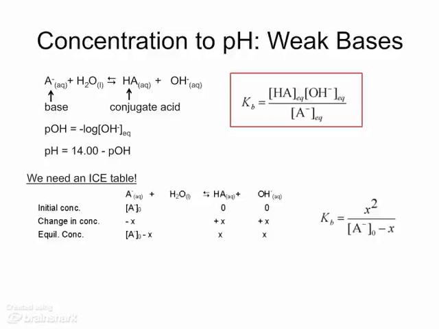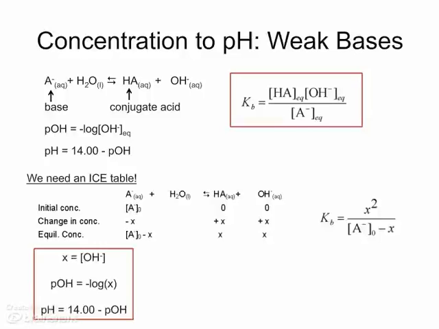This ice table is virtually identical to the one for a weak acid, except that our equation is different. So again, Kb is defined as x squared, so that's the equilibrium concentration of HA times OH-, divided by A- initial minus x. We also know that x is equal to the OH- concentration at equilibrium. So to get the pOH of the solution, we can take the negative log of x, and to get a pH, we just take 14 minus the pOH.